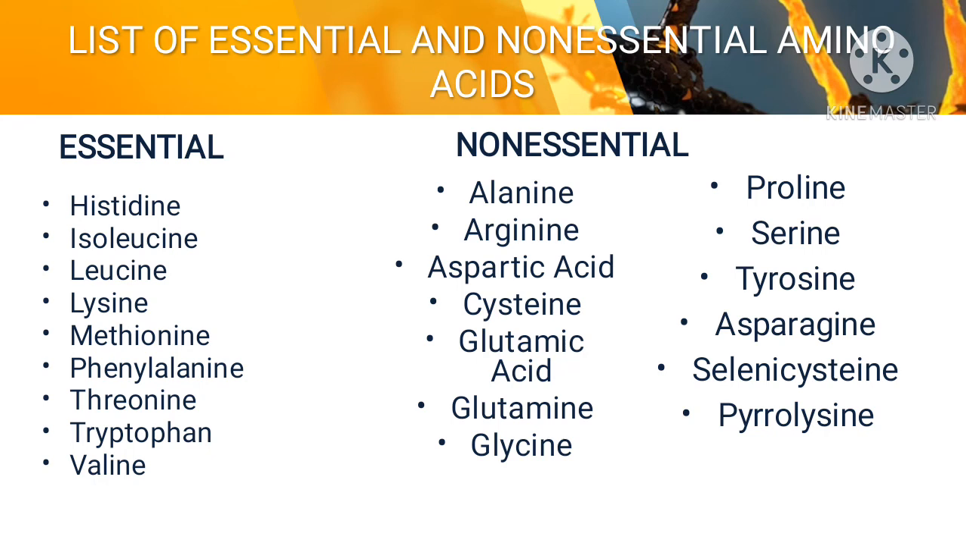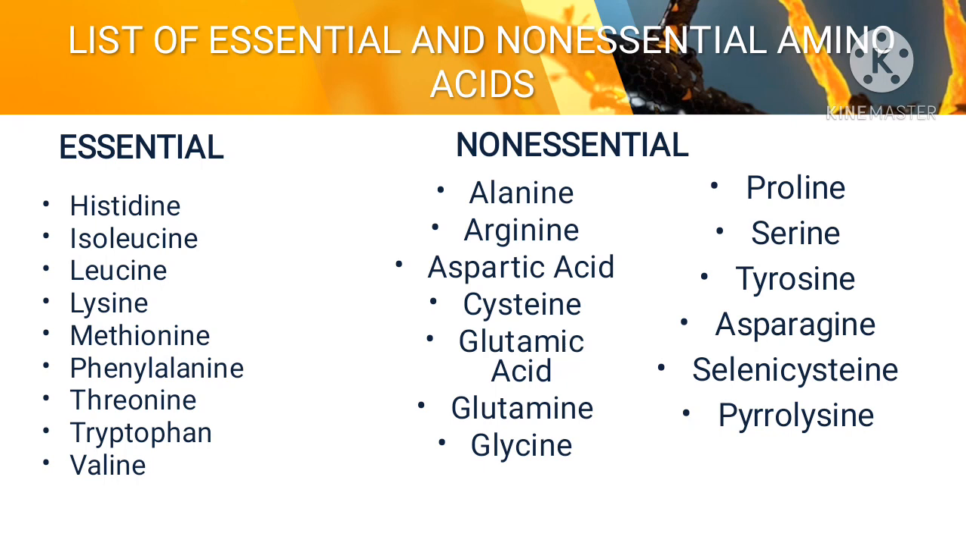Nutritionists divide amino acids into two groups, which are the essential and non-essential amino acids. Essential amino acids vary considerably from one organism to another, and even differ in humans depending on whether they are adults or children. The following are the essential amino acids: histidine, isoleucine, leucine, lysine, methionine, phenylalanine, threonine, tryptophan, and valine.